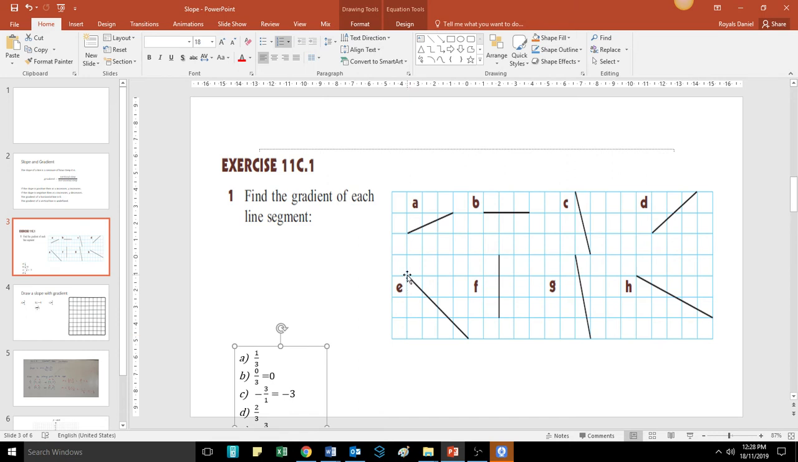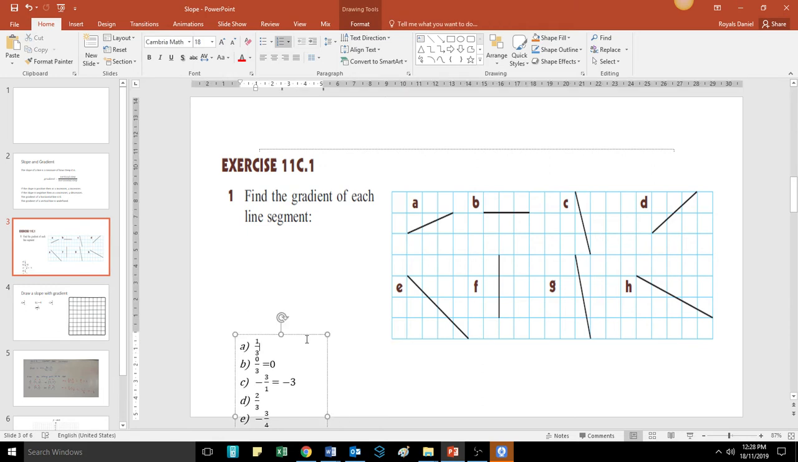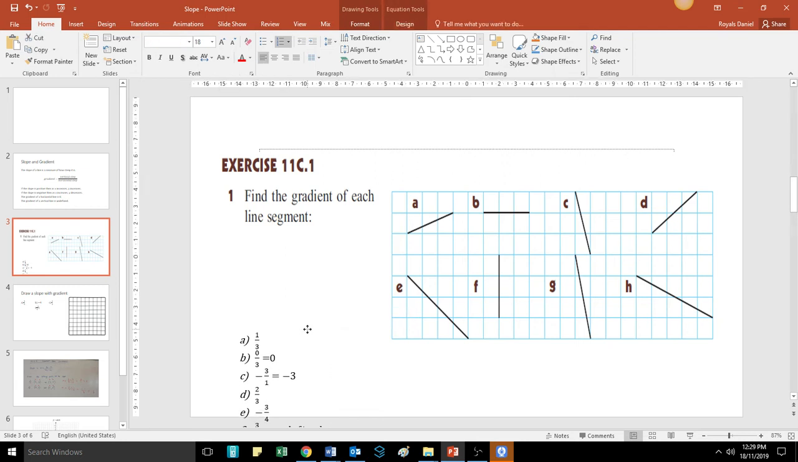E, we can see it's gone down 3 units and across 4 units. So down 3 means we've got a slope of negative 3 on top of 4. So that'll be the slope for E. Line F, we can see is a vertical line, and it's gone down 3 units, but it hasn't gone across any. So it's 3 on top of 0, or you could say it's gone up 3. And whenever we try to divide by 0, that's actually undefined. So the slope of any vertical line will be undefined.